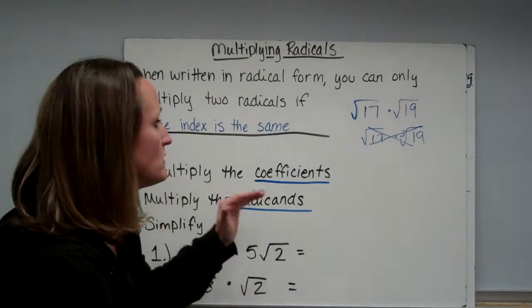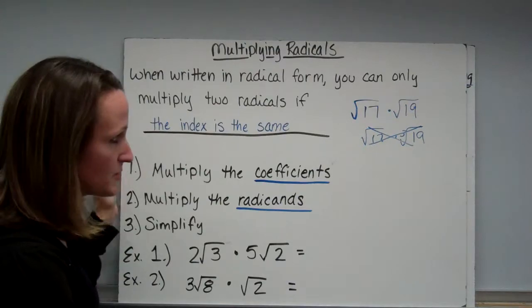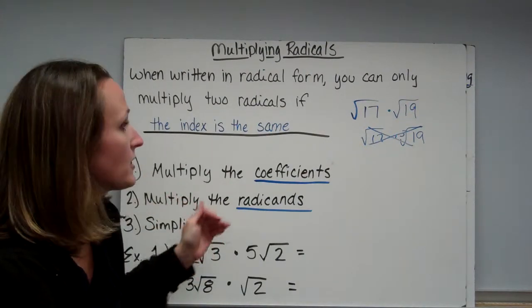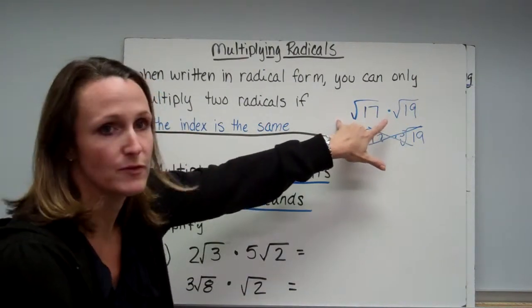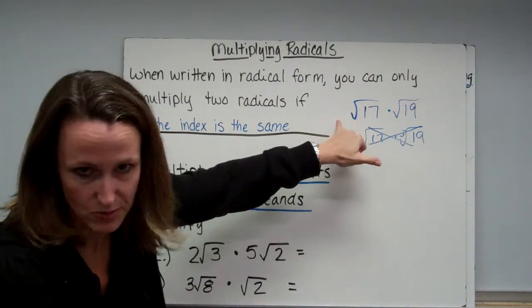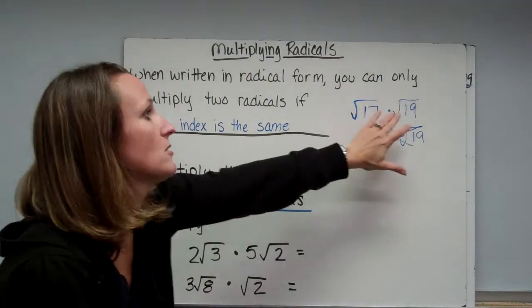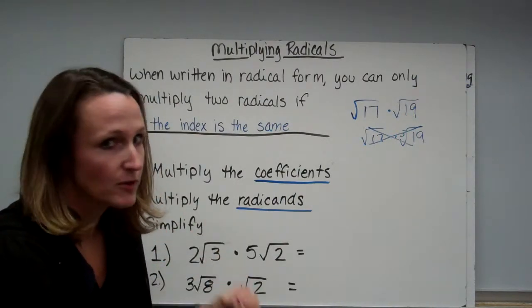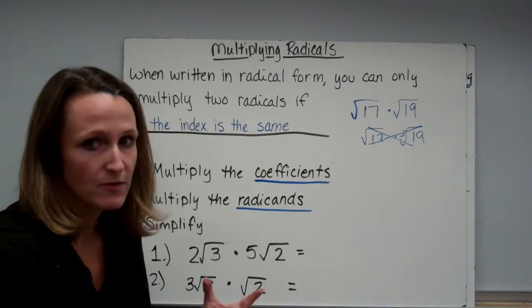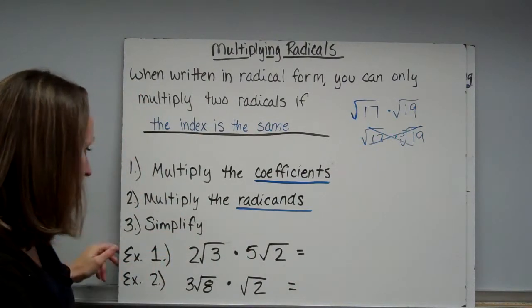So to do this, you have 3 easy steps. 1, multiply the coefficients. Remember, the coefficient when you're looking at radicals would be the number on the outside. In the earlier situation there was no coefficient, or it's 1, in which case you don't have to do anything. 2, multiply the radicand, the number under the radical. And then 3, simplify. Remember, look for any perfect squares or perfect cubes, whatever the case may be based on your index, and pull them out. So let's look at a couple examples.